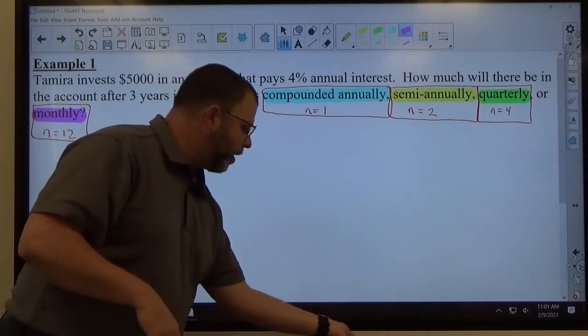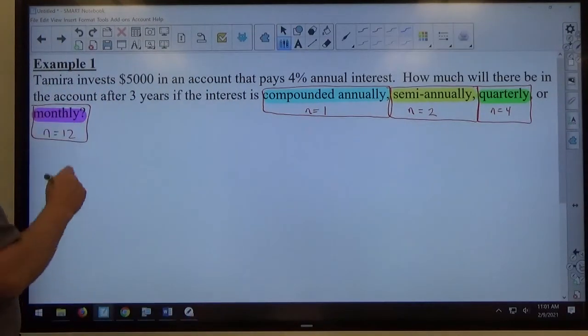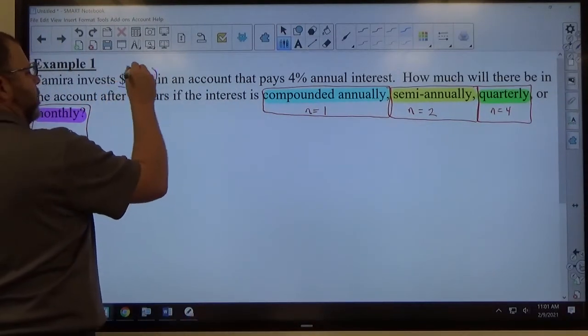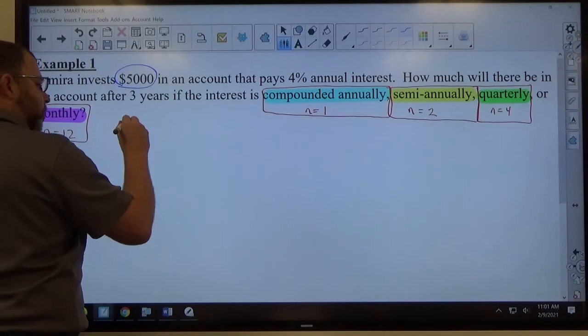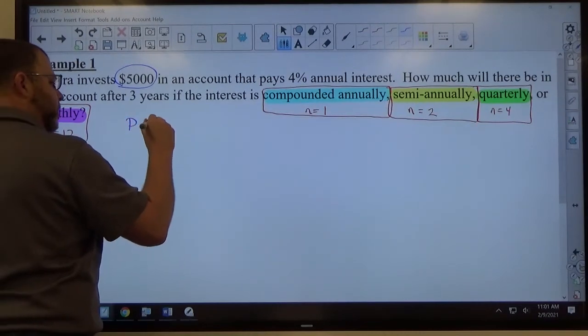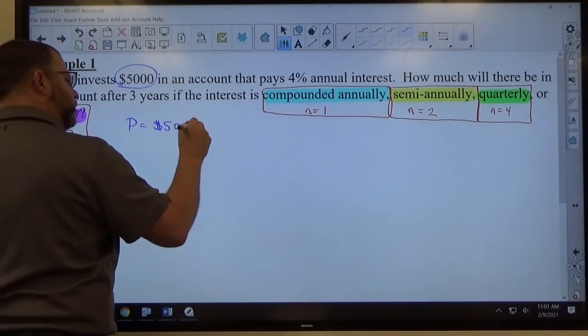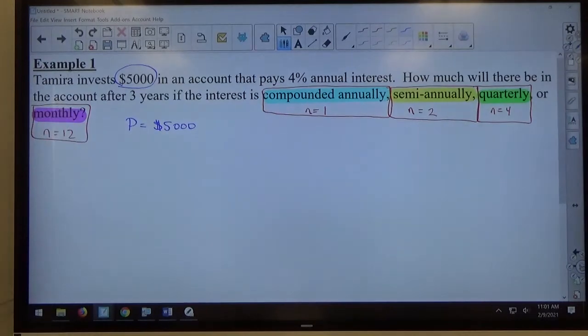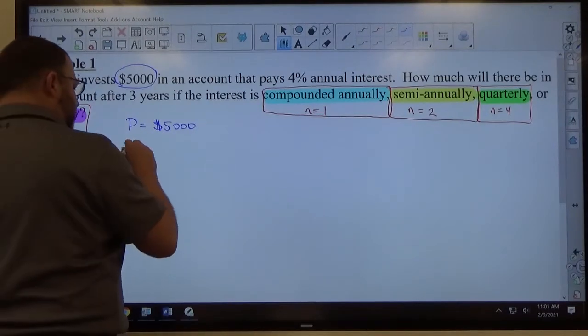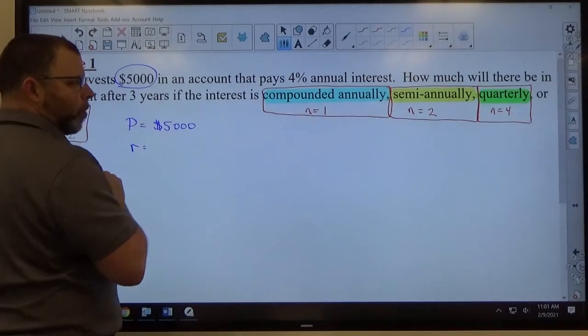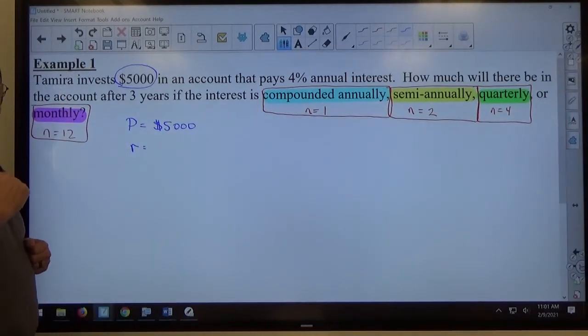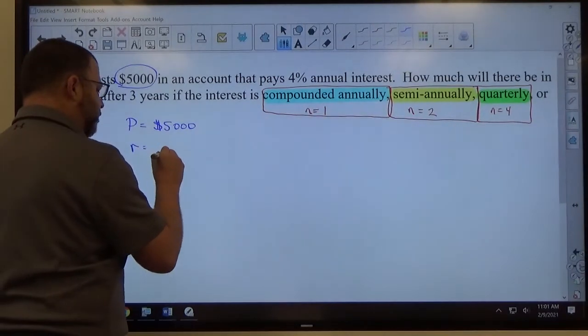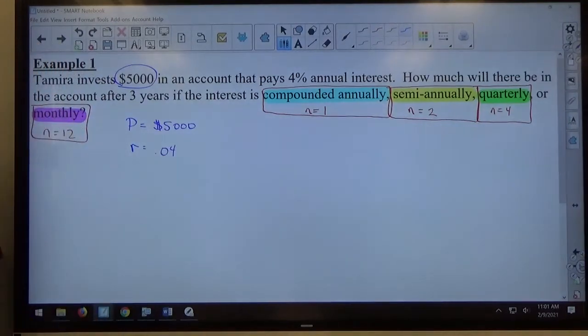As far as everything else is concerned, we're investing $5,000. That's called our principal. When you invest money in an account, the amount of money you invest is called principal. It pays 4% annual interest, so that means the interest rate is 4%. What's 4% as a decimal? 0.04. Be very, very careful that you move 2 decimal places over.